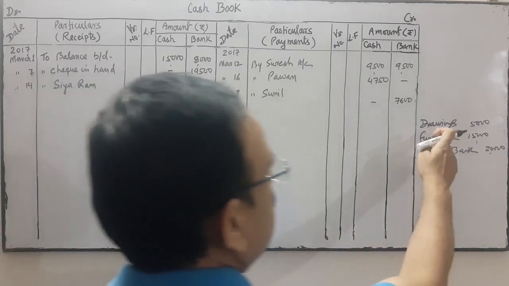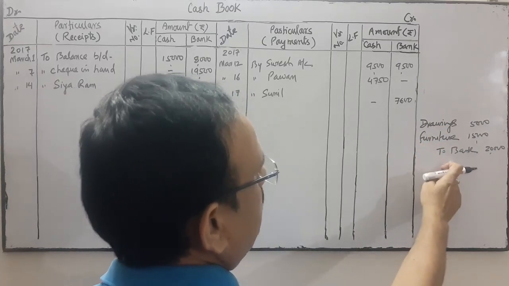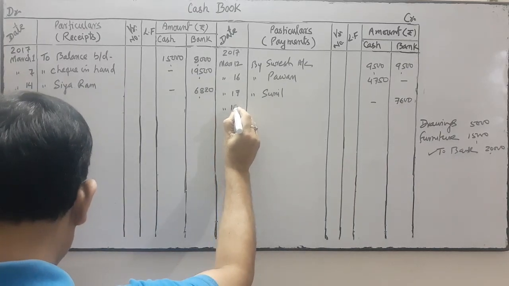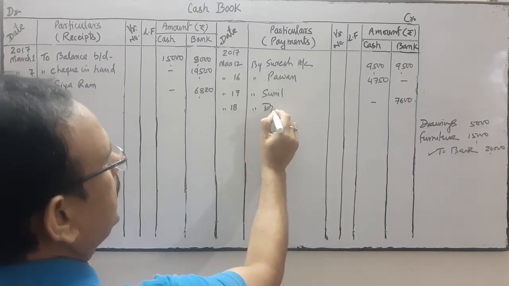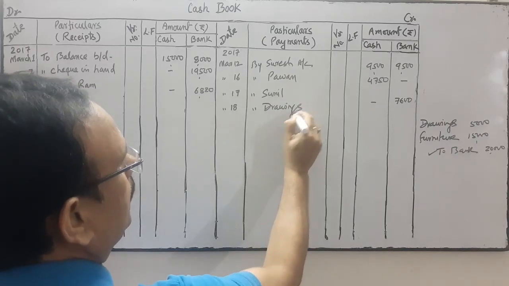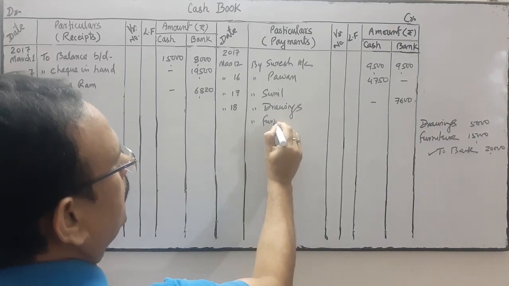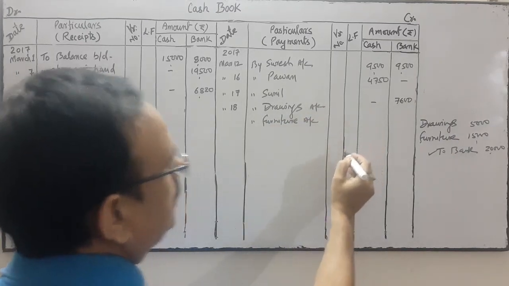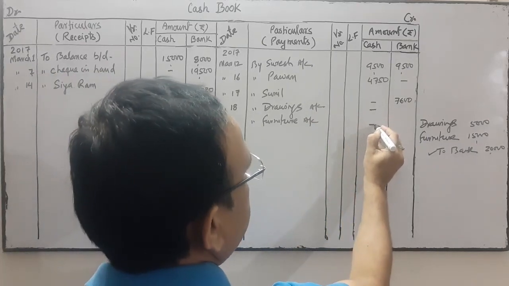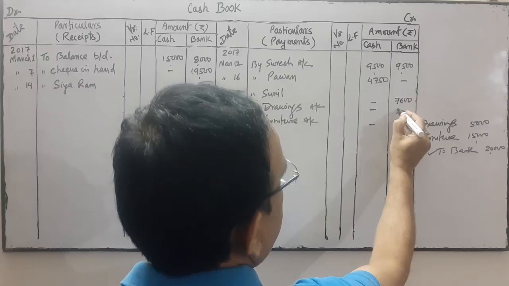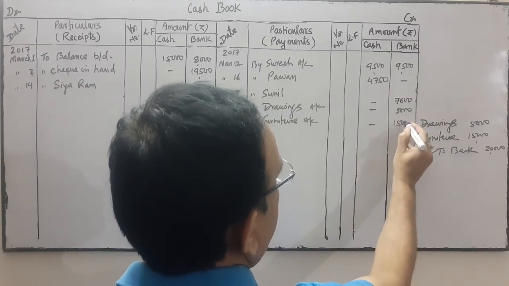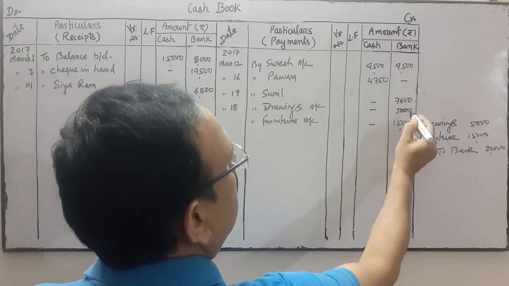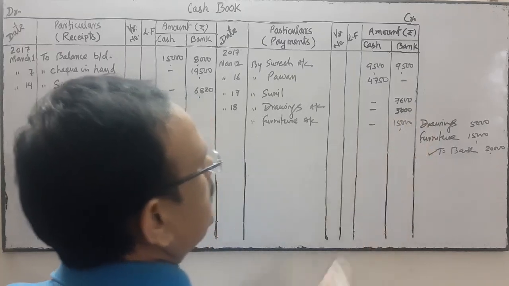So 5,000 is drawings, furniture account debit 15,000, to bank. So bank is on the credit side, and we will do the posting on the credit side. Date is 18, by drawings, by furniture, by drawings account, by furniture account. In the column of bank we will write drawings 5,000 and furniture 15,000. We will write this amount in the column of bank.